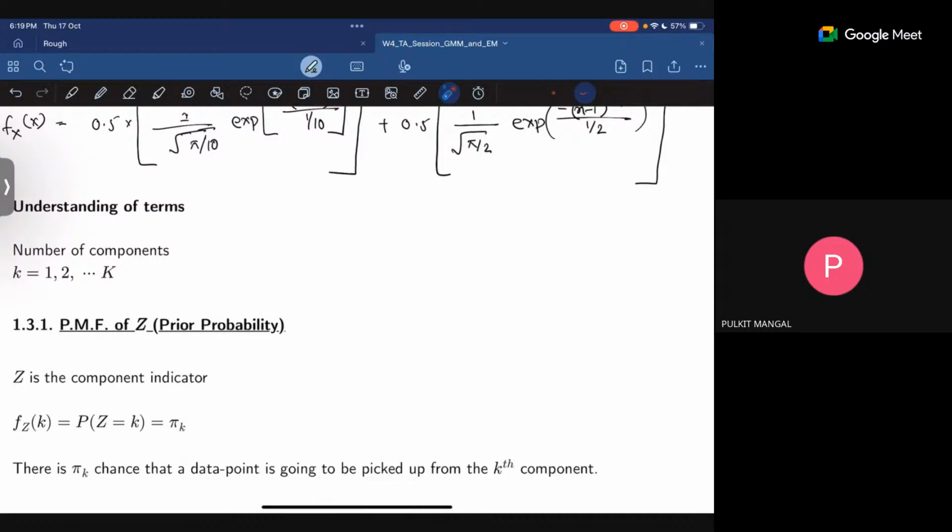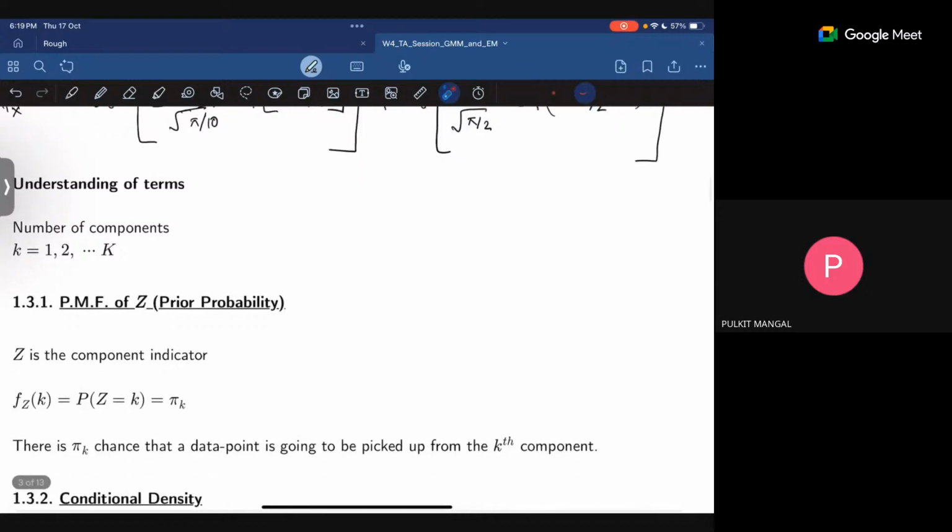Whether it is the prior probability, conditional probability, or marginal probability. Sir, first of all, can you summarize once why the GMM shrinks?